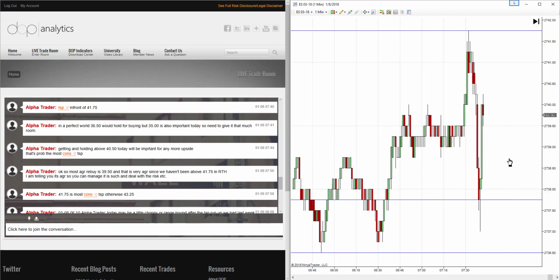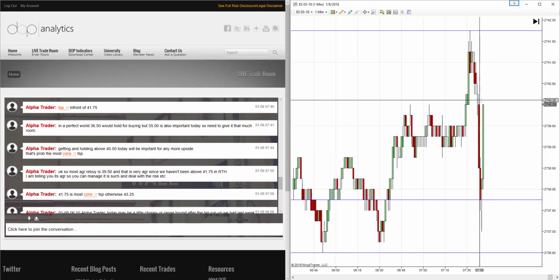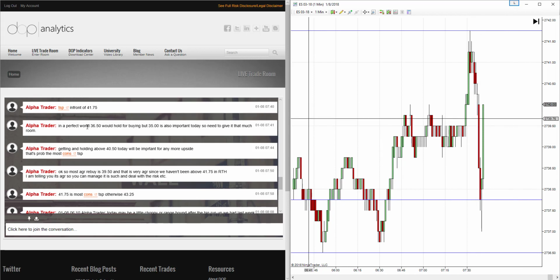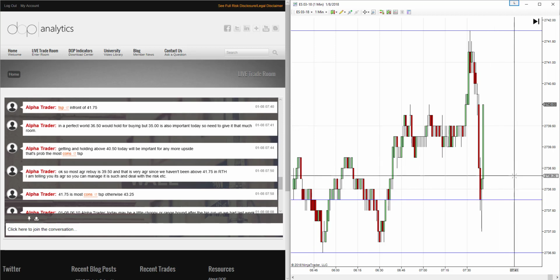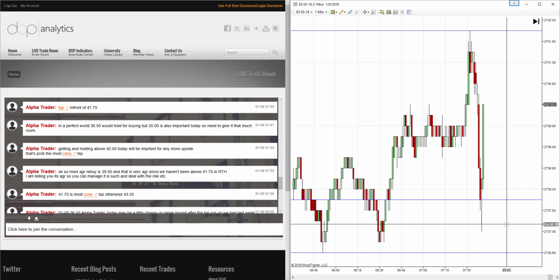Okay, and then 1 minute later, we had this big green candle, and it was mentioned that in a perfect world, 36.5 would hold for buying, but 35 is also important today, so need to give it that much room. Okay, so what does that mean? Well, it means that we're going to look for that price range between where we're already in now and the 35 for buying. So that entire range, we are looking to buy, at these specific price levels. That's it. Okay, it's that black and white.